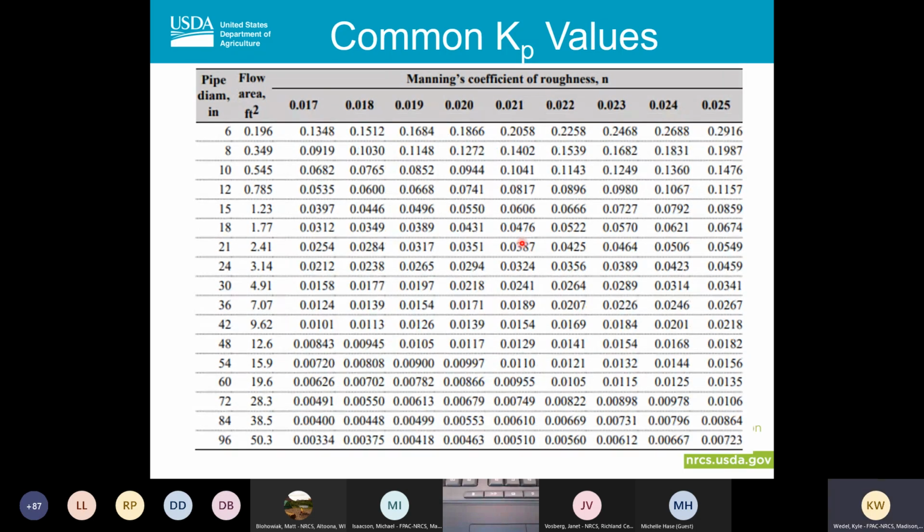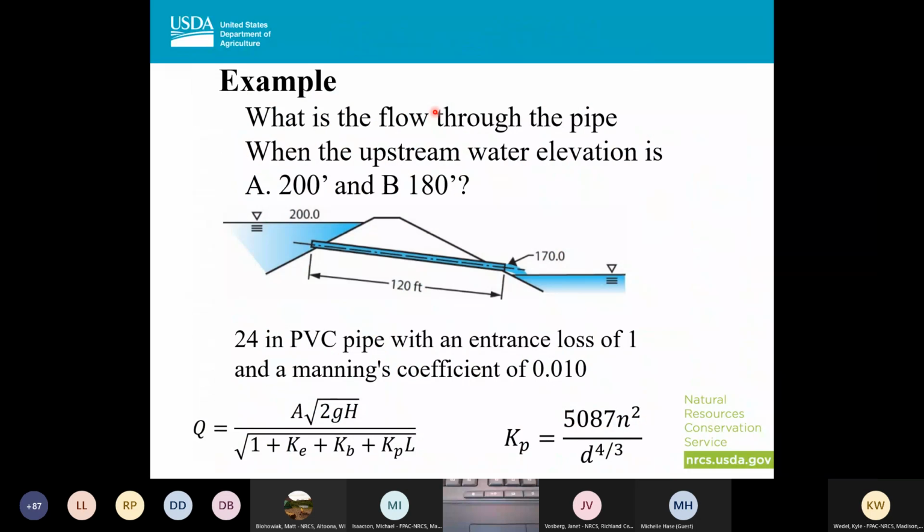And then this is just the continuation of this with higher Manning values. All right, so again, example, I'm going to go through the first one here. What's the flow through this pipe when the upstream water elevation is at 200 and when it's at 180? We have a 24-inch pipe with an entrance loss of 1 and a Manning's coefficient of 0.01.